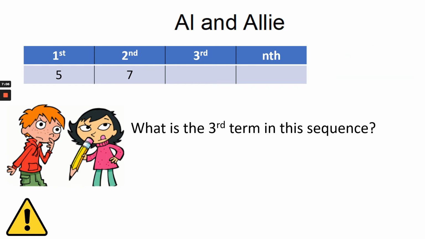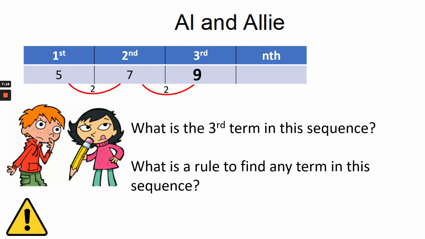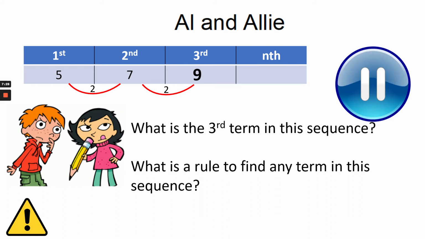Let's see how we got on. I added on 2. I'm going to continue that pattern and add 2 more to give me 9. 9 is the third term in the sequence. Now the tricky part. What rule could we find for any term in the sequence? And remember, I said this was a 2-step rule. Have a look.